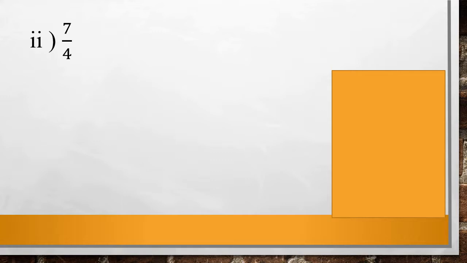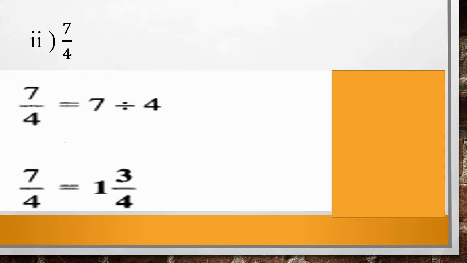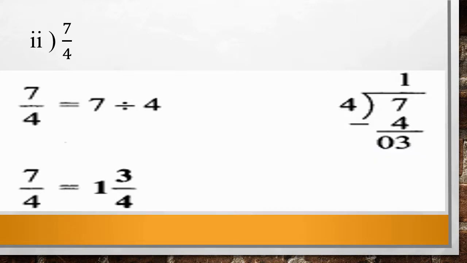Question number 2, 7 by 4. This is also an improper fraction. Here numerator is greater than the denominator. So 7 by 4 is 7 divided by 4. So here we know that 4 ones are 4. So 7 minus 4, remainder will be 3.